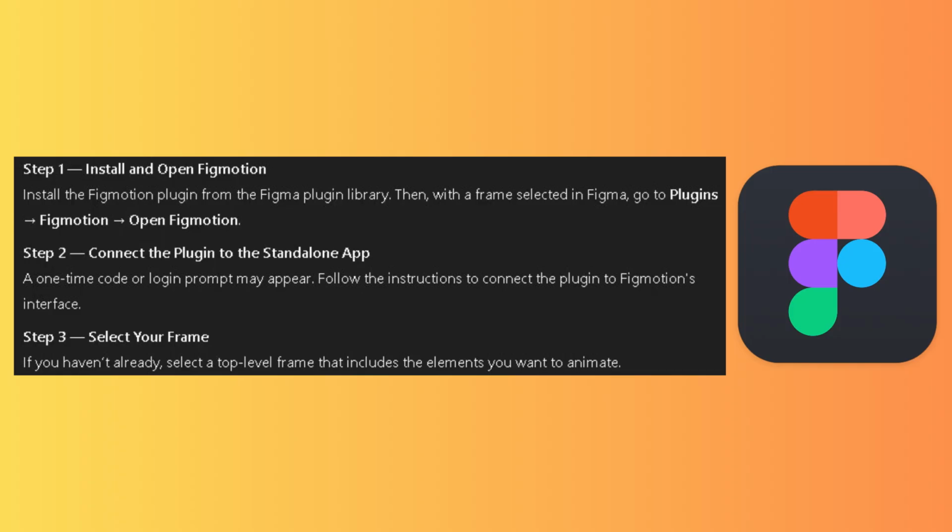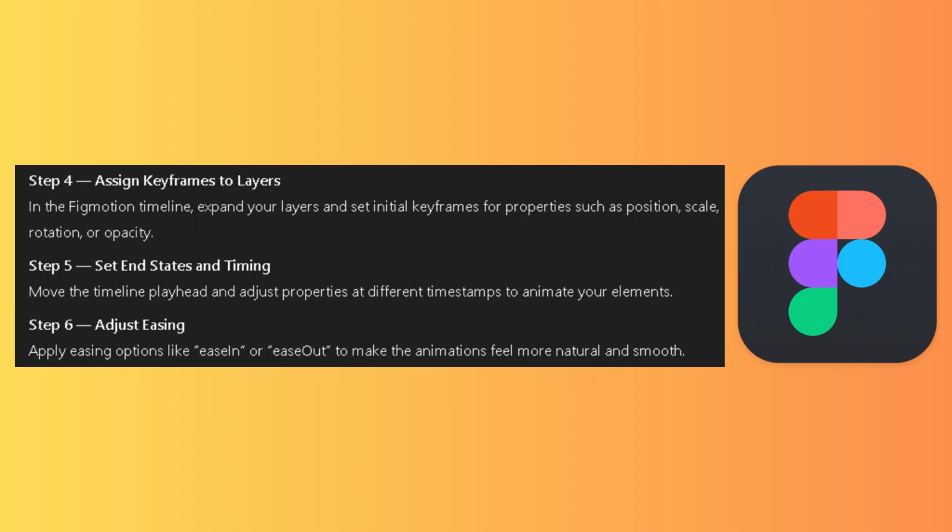Connect the plugin to a standalone app. One-time code or login prompt may appear. Follow the instructions to connect the plugin to Figmotion's interface. Select your frame. If you have not already, select a top frame that includes the elements that you want to animate.